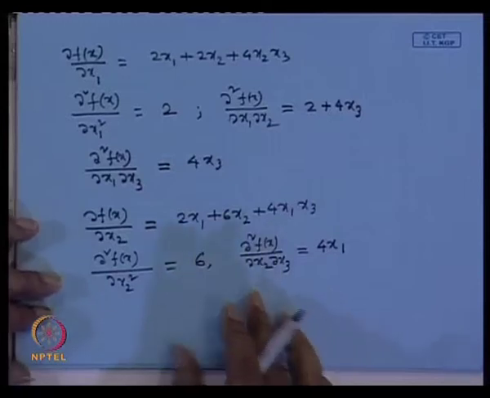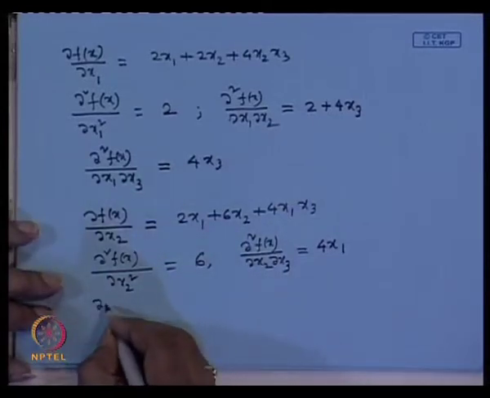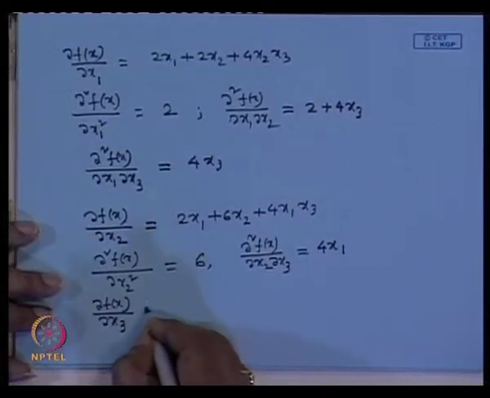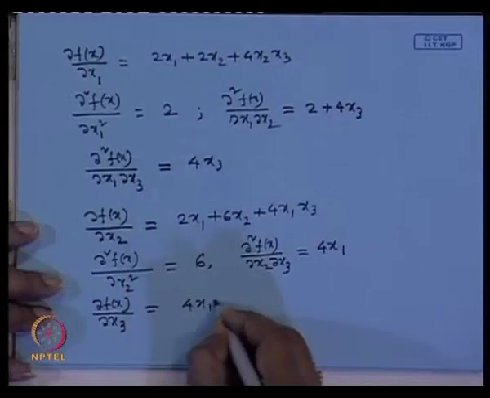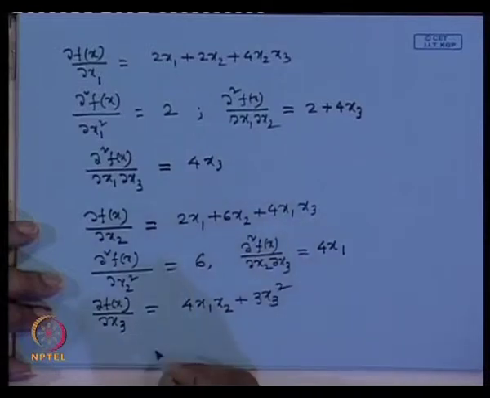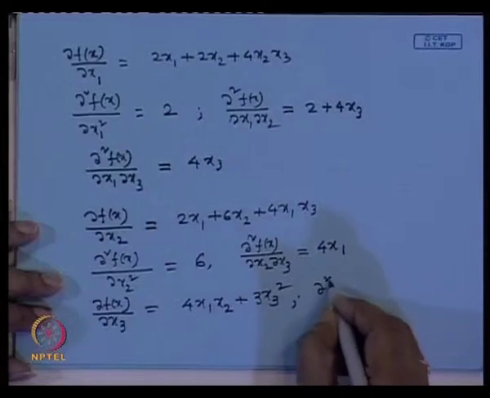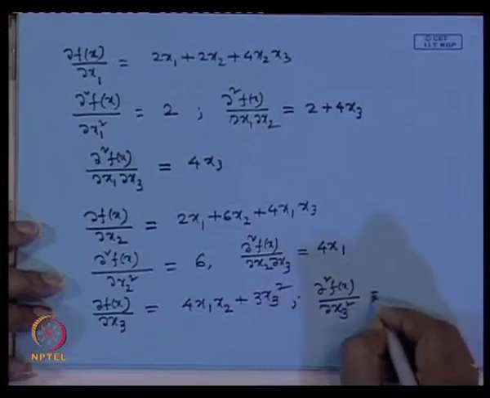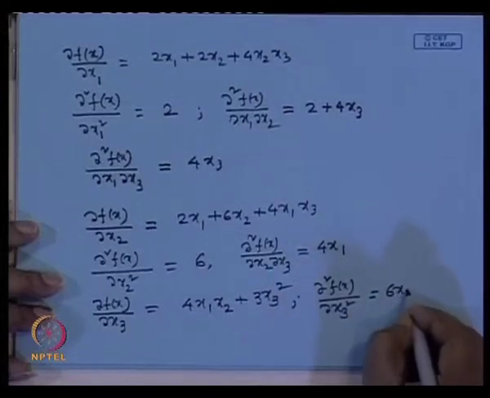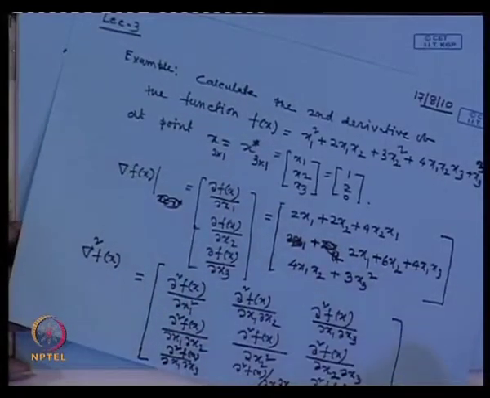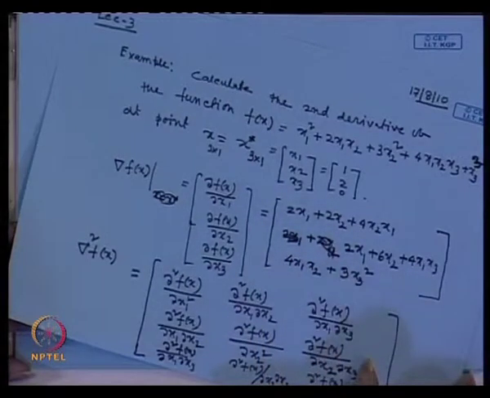So, only left now is the differentiation of ∂f(x)/∂x3. We know this expression is 4x1x2 + 3x3². So, now you differentiate once again this one with respect to x3. So, this will be ∂²f(x)/∂x3² equal to 6x3. So, put these values in that matrix and find out this matrix value.